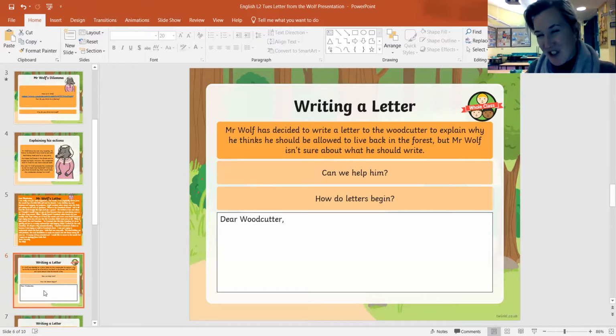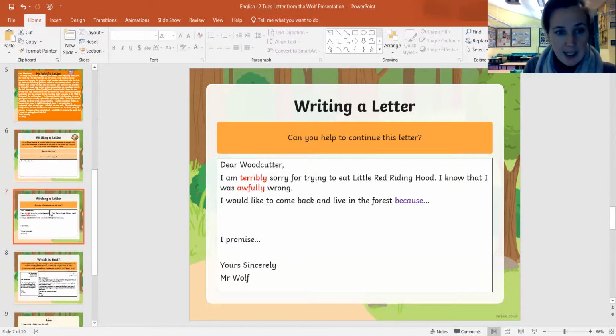I'm pretending here for you to help you get ready to write. Can you help him? How do letters begin? Of course, you need to write, Dear Woodcutter, please. Here's another example. Okay, look.